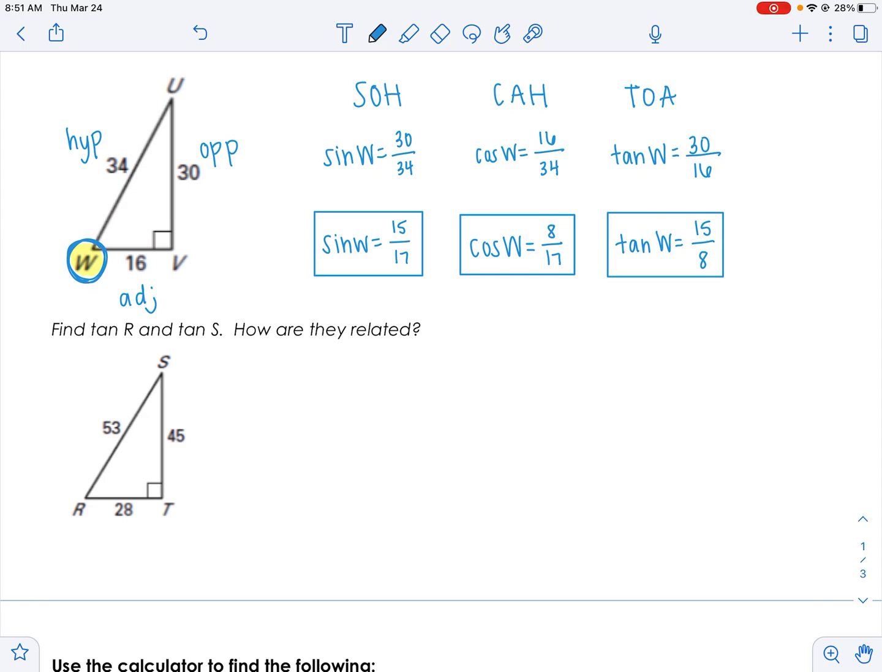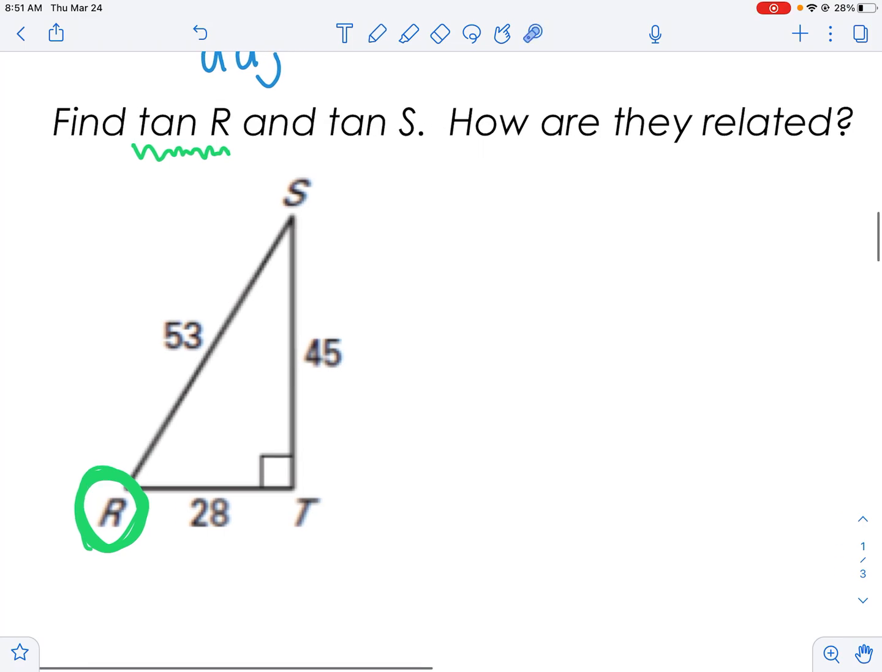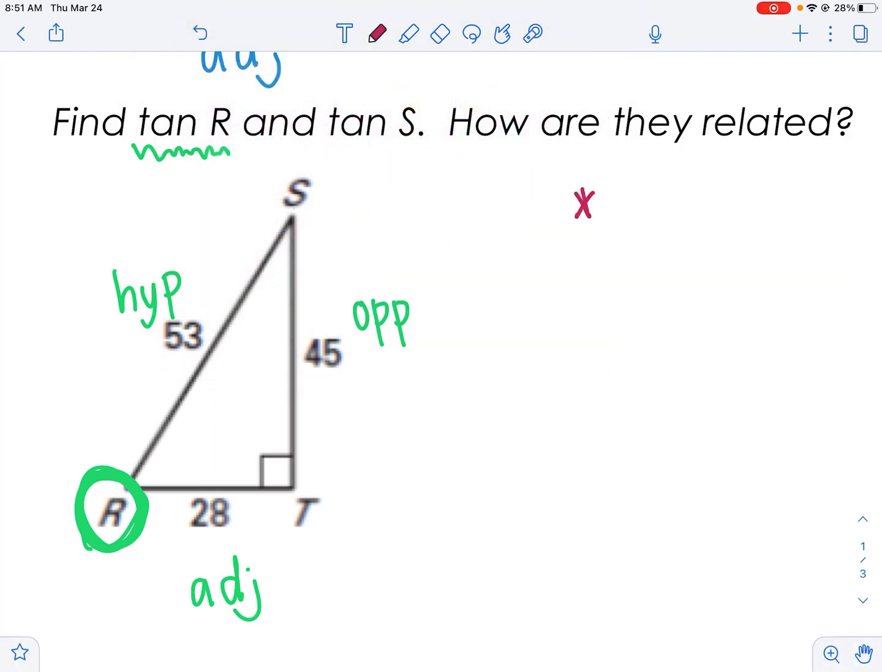So now it says find tangent of R and then find tangent of S. How are they related? So I'm going to start first with tangent of R. Remember, if I'm talking about tangent of R, I'm going to use angle R. And now I need to label my sides. Across from R, opposite from R, is 45. The hypotenuse is always across from the box, so that would be 53. There's your hypotenuse, which makes your last side adjacent.